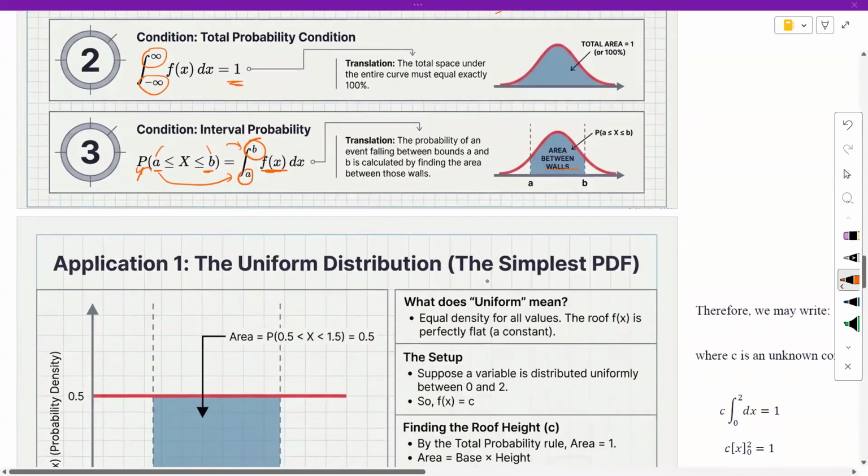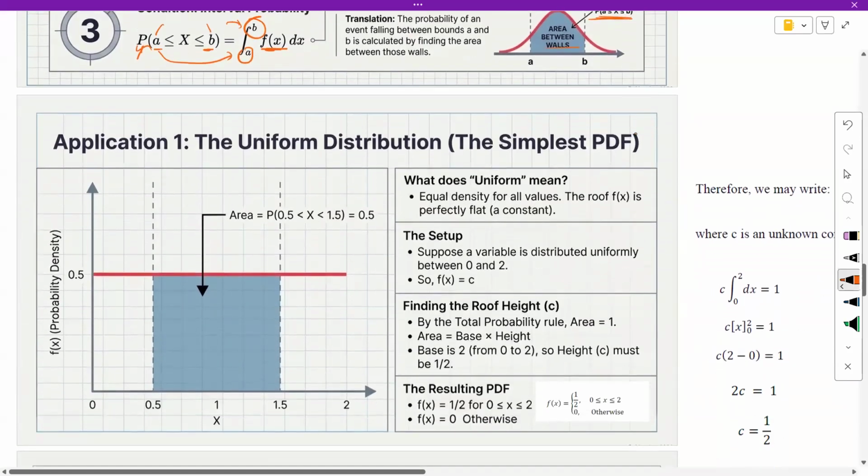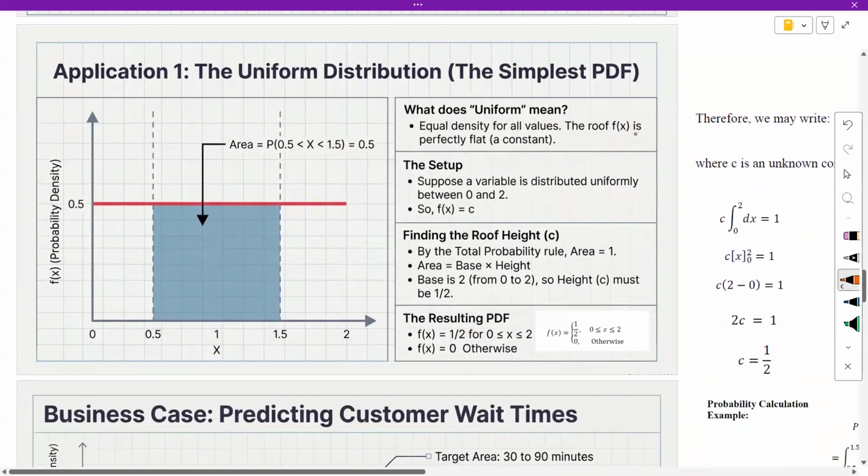But here, the area between 2 walls is the probability between A and B. Let's see some of the applications. First, we will discuss the uniform distribution, the simplest probability distribution function. Uniform distribution, right? The straight line. What does uniform mean? Equal density for all values. The roof f(x) is perfectly flat, a constant.